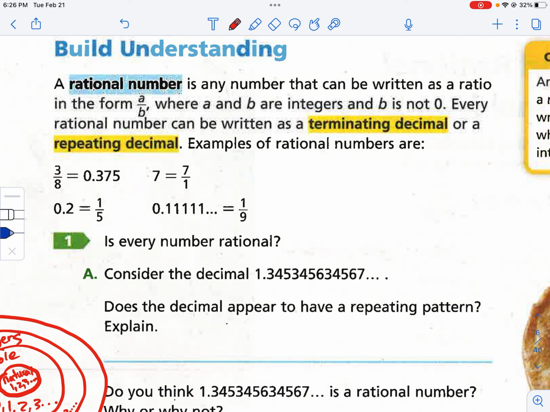It says a rational number is a number that can be written as a ratio in the form of A over B. Okay? Where A and B are integers and B cannot be 0. That means 0 cannot be in the denominator. Every rational number can be written as a terminating decimal, meaning ending, or a repeating decimal. Okay?